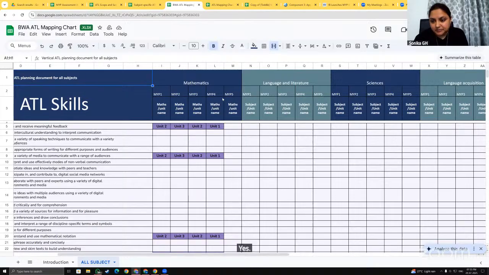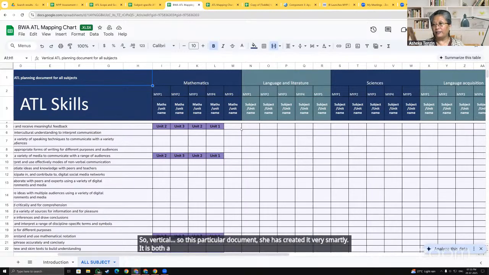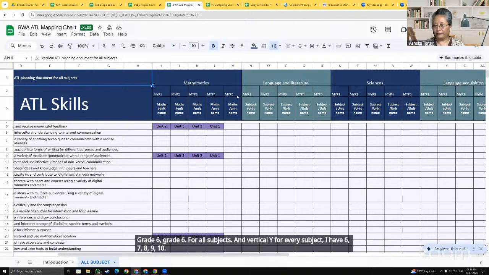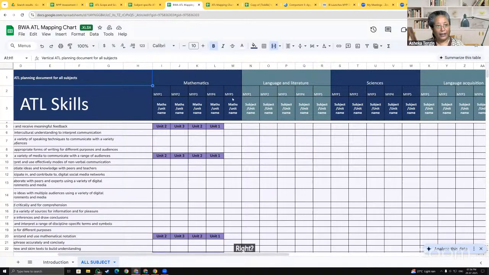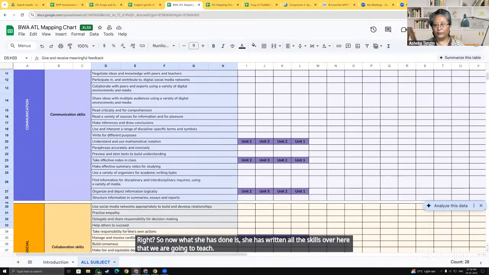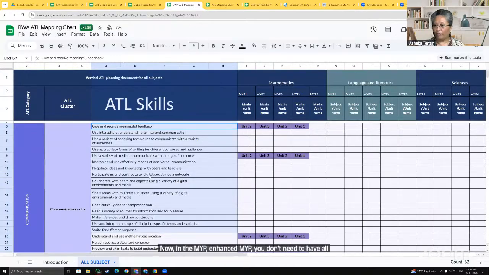Yes, ma'am, it's clear. So this particular document, she has created it very smartly. It is both a vertical as well as a horizontal document. Horizontal, why? Because I have grade 6, grade 6, grade 6 for all subjects. And vertical, why? For every subject, I have 6, 7, 8, 9, 10. Right? So now what she has done is, she has written all the skills over here that we are going to teach. Now in the enhanced MYP, you don't need to have all the 140 skills.